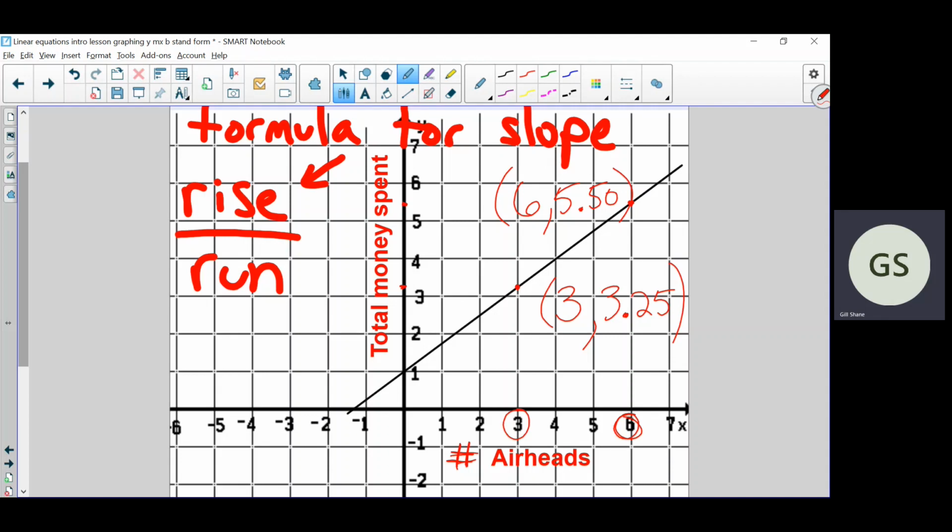Oh, we don't know, like, I don't know if I mentioned it in here yet. The graph really started at zero. But I wouldn't start at 0. Well, technically I did start at 0. Yeah, you did. I started at 0 airheads, and that was $1 because I bought the ice. But what's wrong with the graph? If I'm saying every single point on that line is an answer, Oh, because it's in between the lines.